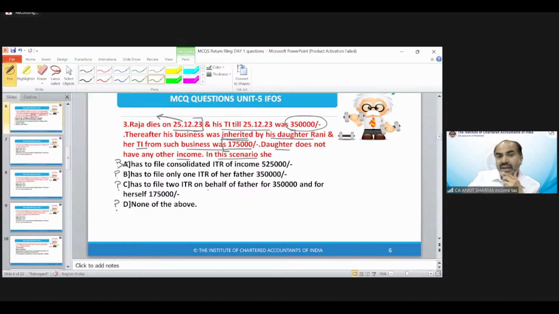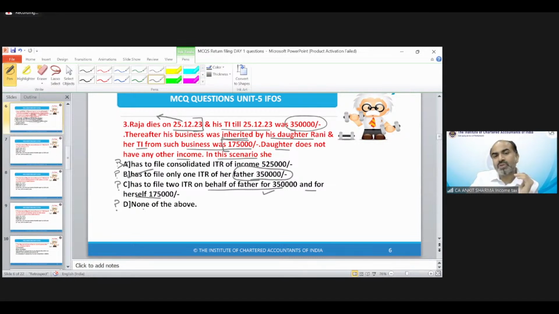She has to file the ITR on behalf of her father, 3,50,000 is correct, but she should not, that is no mandatory condition that she should file her own ITR because her income is below the taxable limit. So the correct answer is option number B. She needs to file only one ITR, of her father, that is 3,50,000 rupees. No other option is correct because in this case she need not file her ITR.